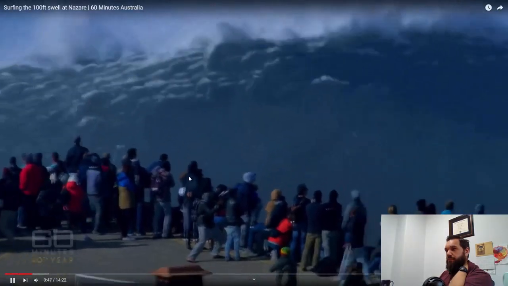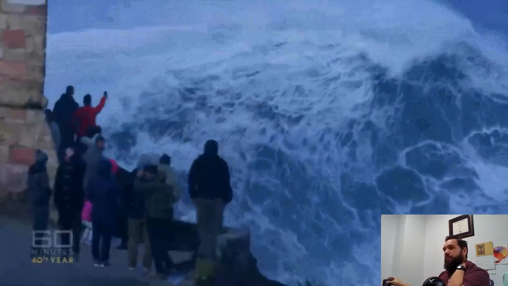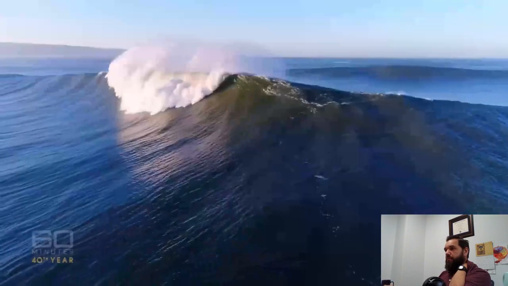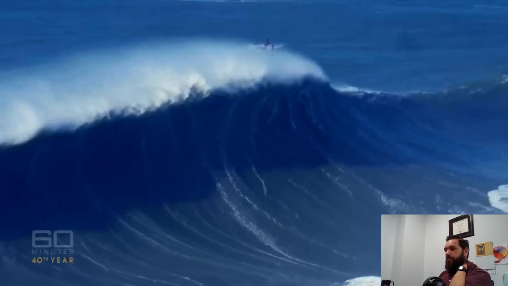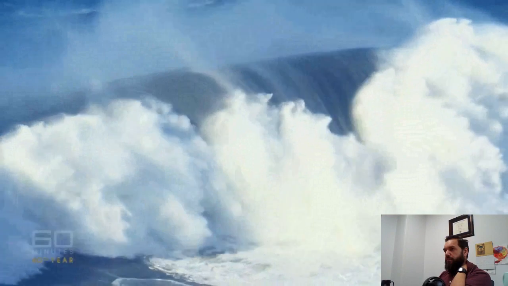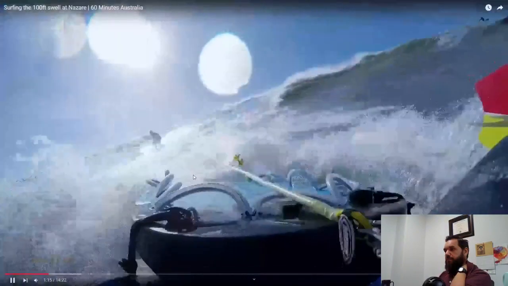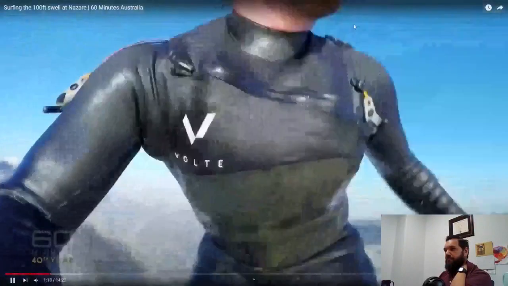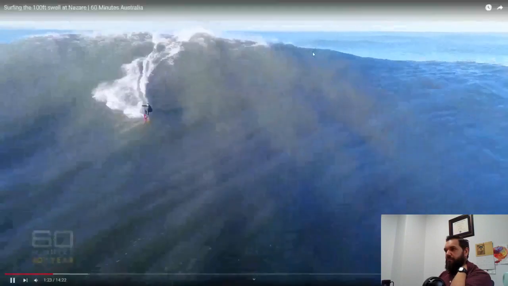Nazaré, Portugal. To spectators and surfers alike, it's becoming famous as the eighth wonder of the world, home to the largest waves on the planet. This is the final frontier. Is the 100-footer possible, or is it a myth? I think here, if anywhere, it'll be here. Surfers come to Nazaré with two goals in mind: to ride the biggest wave of their life and to stay alive.